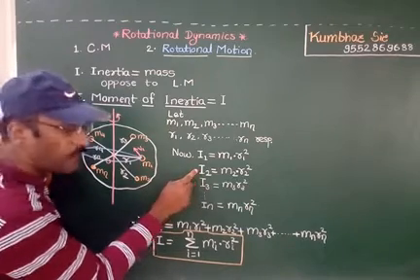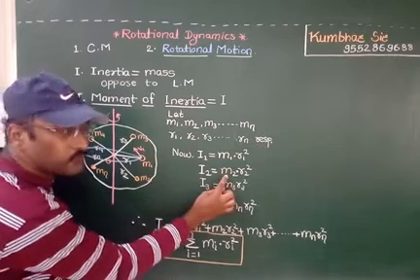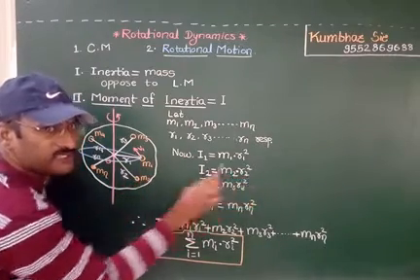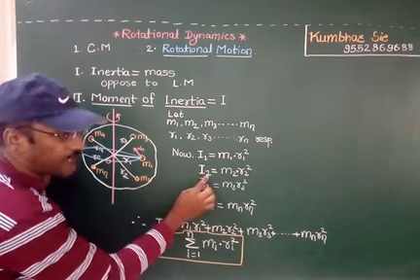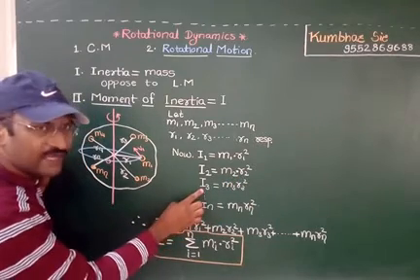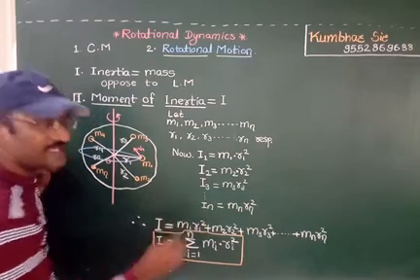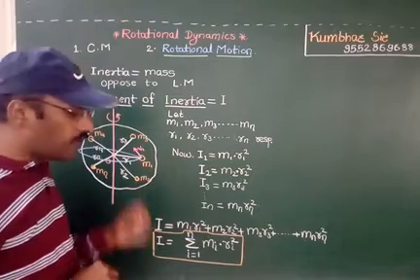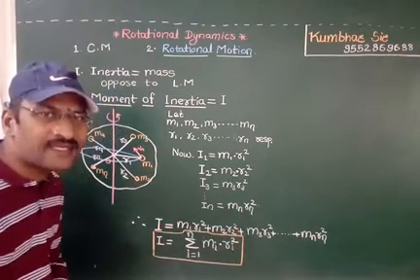Similarly, the moment of inertia of the second particle is I2, and I2 equals M2, the mass of the second particle, and the square of the distance between the axis and the mass M2. Hence, I2 equals M2 into R2 square. Similarly, I3 equals M3 into R3 square. Then In, this is the moment of inertia of the nth particle, and it equals Mn into Rn square.